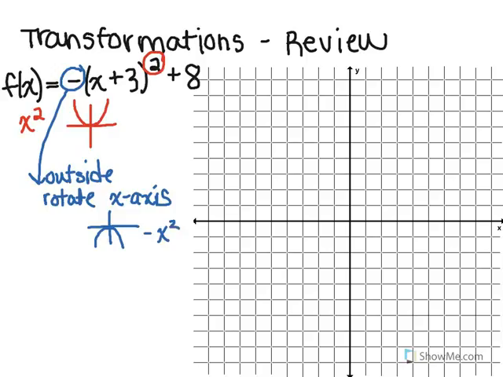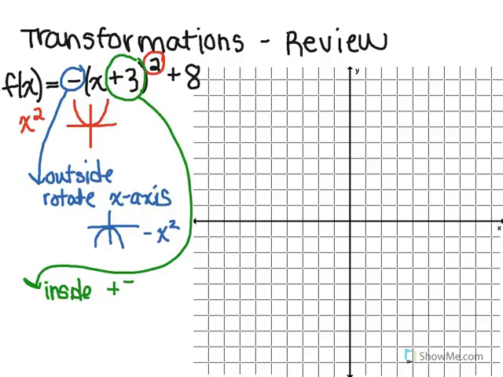Then if we move through, we see that we have a plus 3. That would be considered inside the function. It's inside because, based on that squared piece, the plus 3 is inside the portion that's squared. That means we would have to move either to the left or to the right. Anytime it's positive, you're going to move to the left.